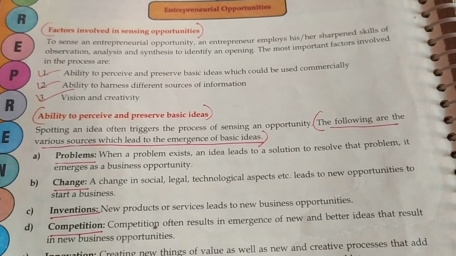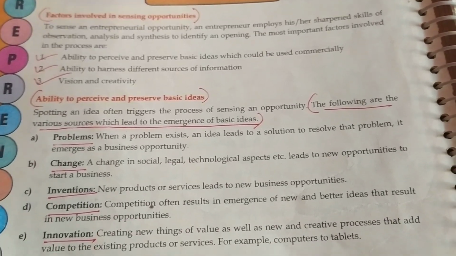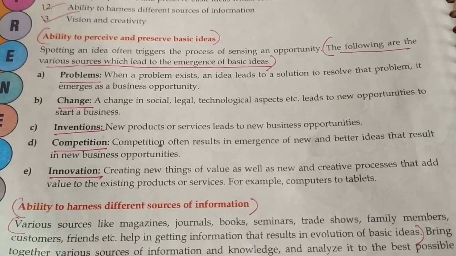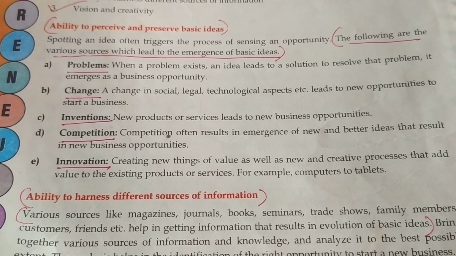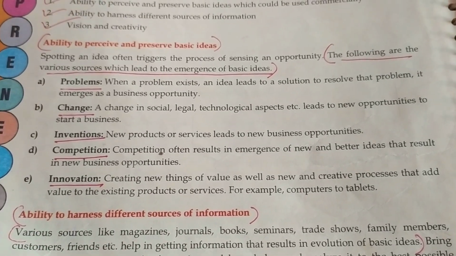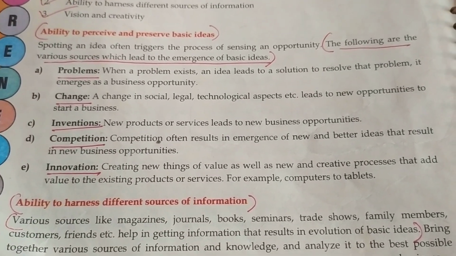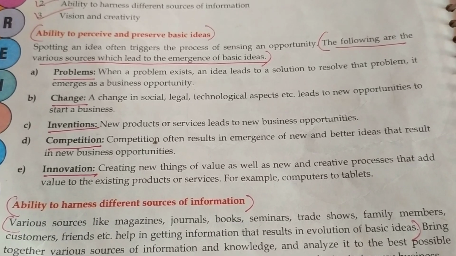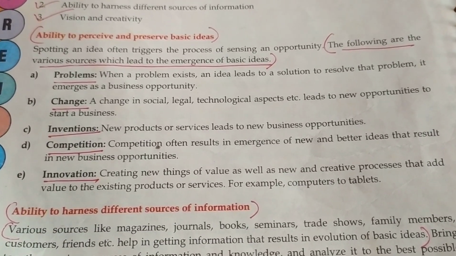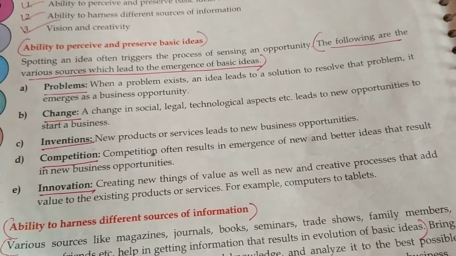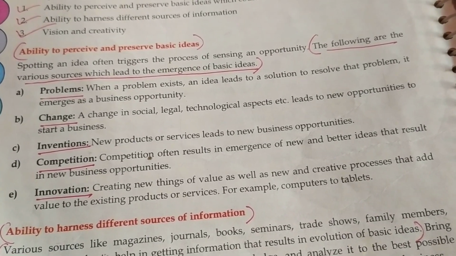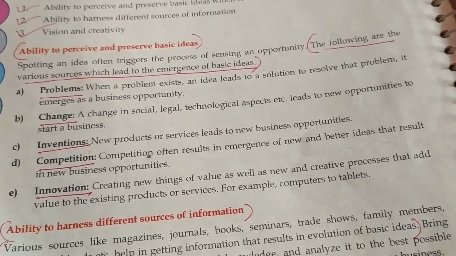Now we are concentrating on the first point, that is ability to perceive and preserve basic ideas. The following are the various sources which lead to the emergence of basic ideas. Now the basic ideas will come from where? There might be certain sources for generating those ideas, alright?